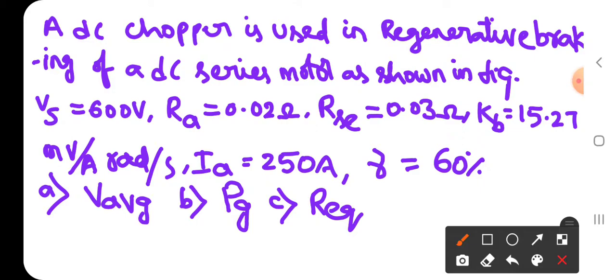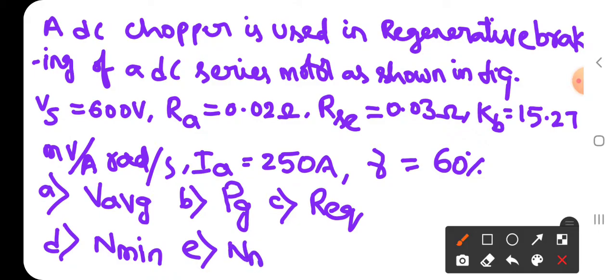the minimum possible braking speed; the maximum possible braking speed; the motor speed.